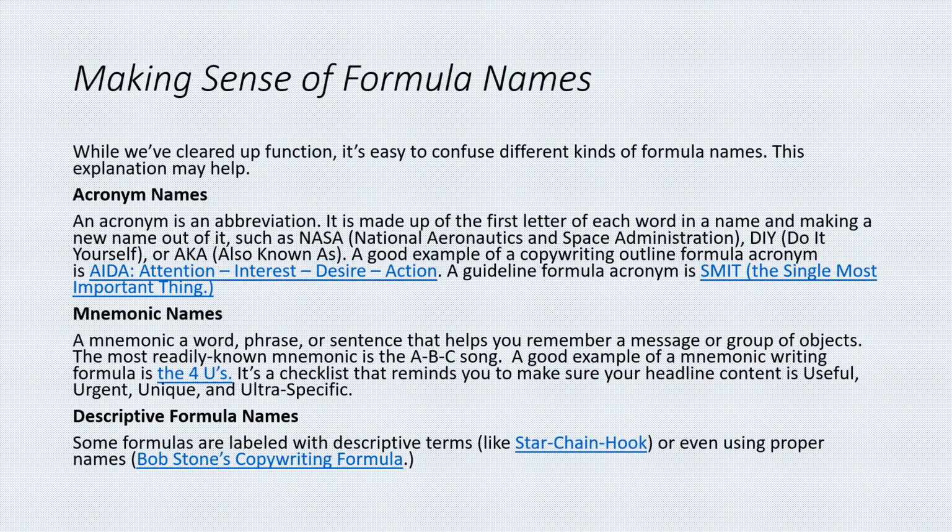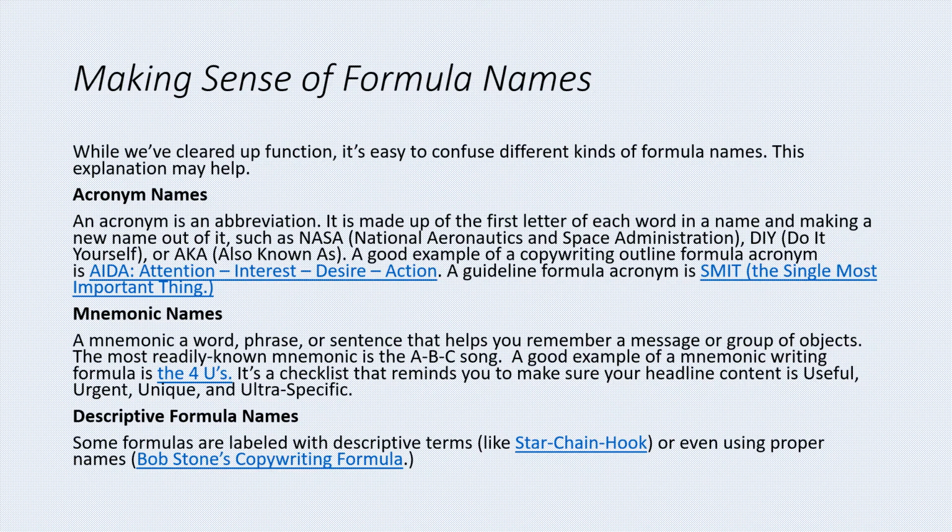And then there are mnemonic names. Mnemonic names are words or phrases or sentences that help you remember a message or a group of objects. And, you know, it's sort of like the ABC song. A good example of this sort of writing formula is the four U's. It serves as a checklist that reminds you if your headline content is useful, urgent, unique, and ultra specific. So we have these little acronyms and mnemonic names that we might use for our formulas.